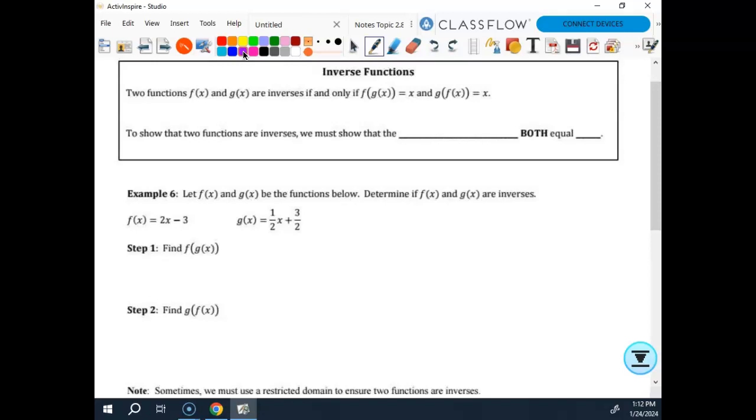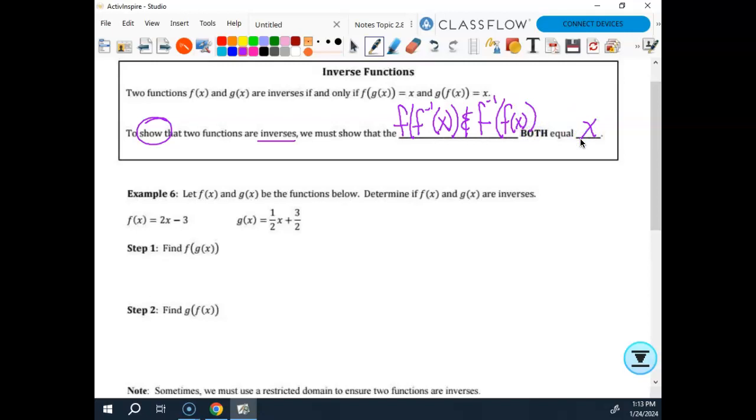Now, if you remember when we did compositions before Christmas, we showed a few times that if I do f of g of x and then g of f of x, the answers weren't the same, because they aren't always. In this case, they are, and they're both x. That's because they are inverses, not because it happens every time you ever do a composition. So to show that two functions are inverses, we must show that f of f inverse of x and f inverse of f of x are both equal to x.